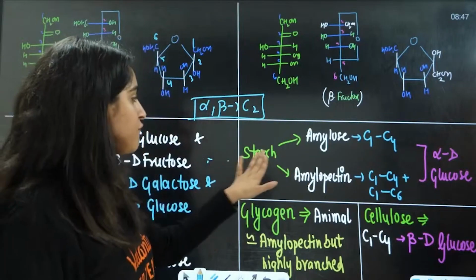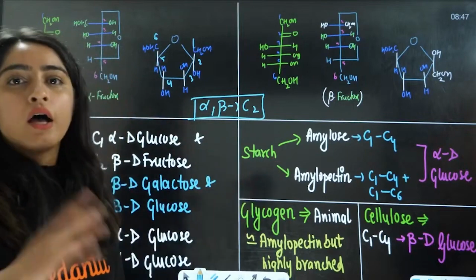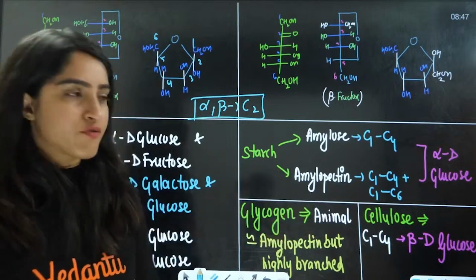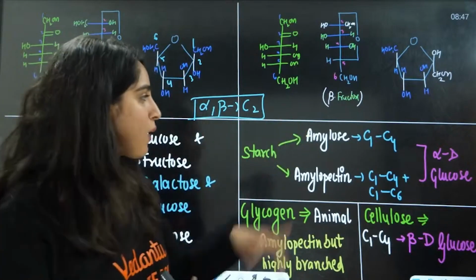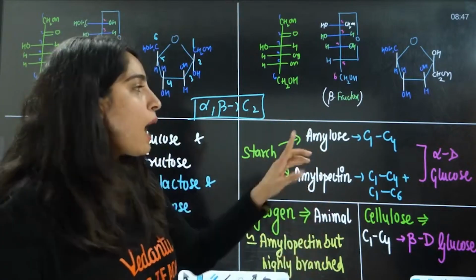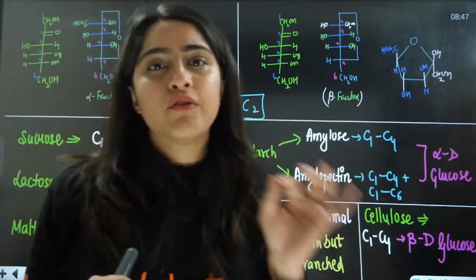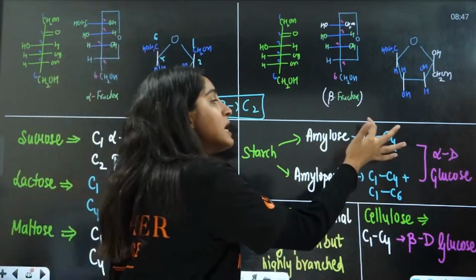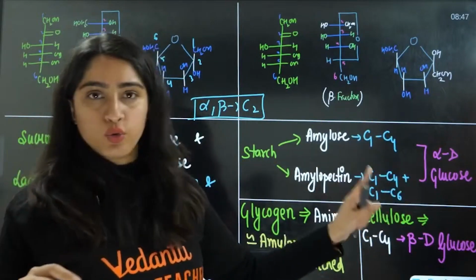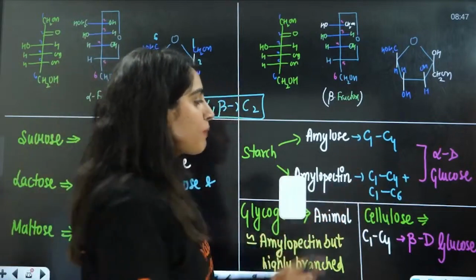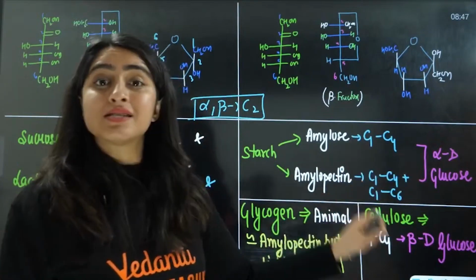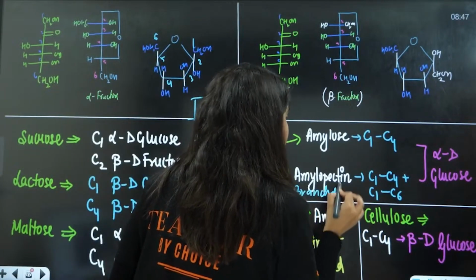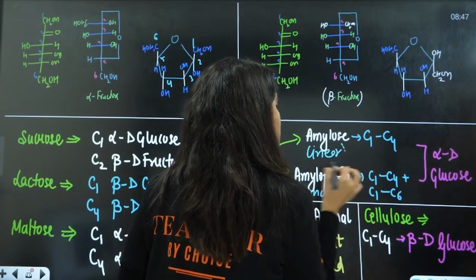Next, we have a very important thing, that is starch. They can ask you what is starch, and what is the difference between starch and cellulose. Starch is made up of 2 components: amylose and amylopectin. Both have alpha D glucose units. But amylose is a linear structure because it is formed by C1 and C4 linkages of alpha D glucose. Amylopectin is formed by C1, C4 linkages and C1, C6 linkages. That is why it is a branched structure, and amylose is a linear structure.